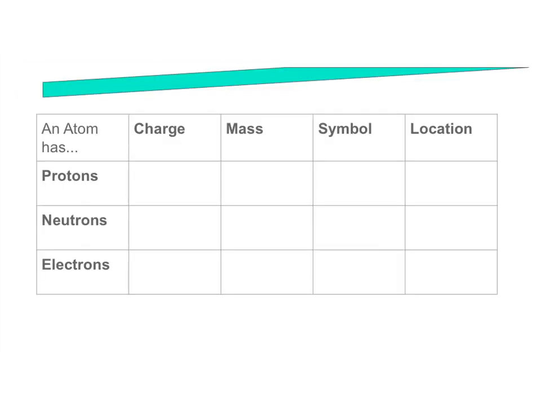Here is a copy of that chart that is also in your note catcher. So we already went over 3 of these things: charge, mass, and the location. So pause the video, see if you can add those into your chart on your own, see if you remember them from the lab and from the past part of the video, and then we'll go over them together.